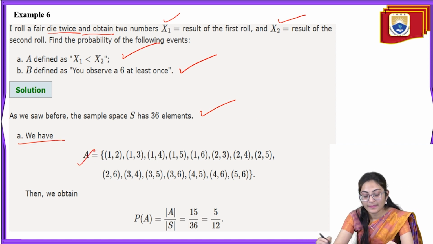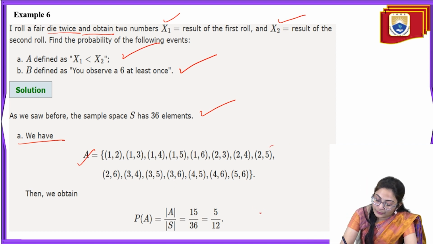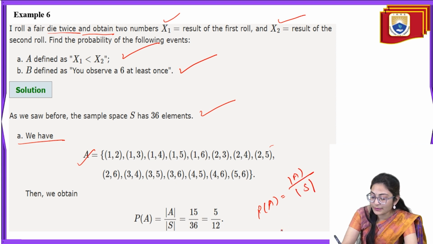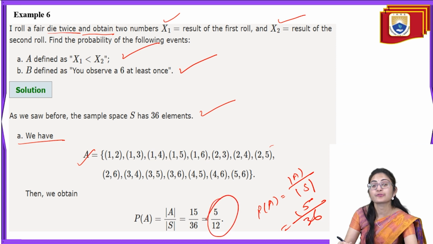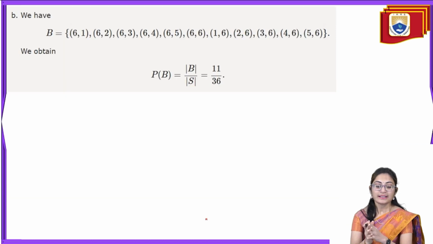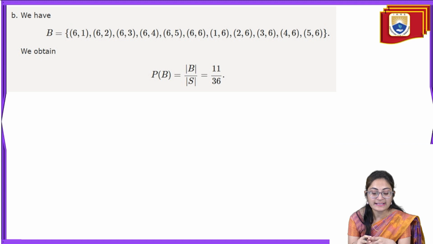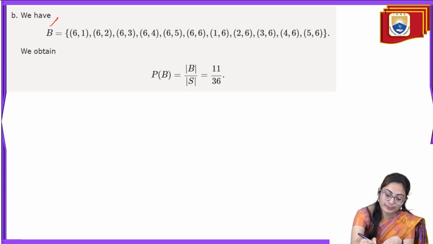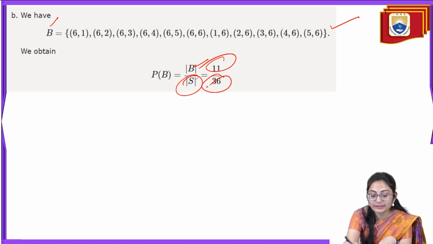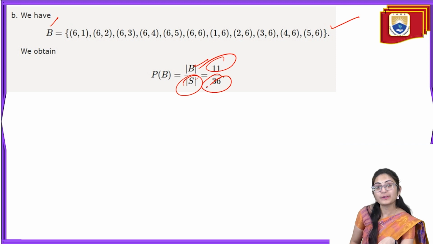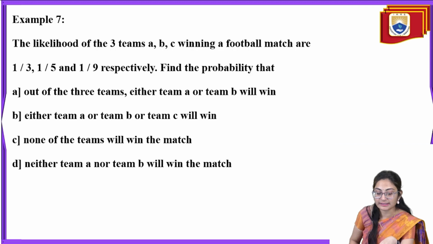These are the values of the A event. After that, we get P of A is equal to the magnitude of A divided by the magnitude of S. So that is 15 divided by 36, and after simplifying you will get 5 by 12. Then the second one is B. B has 11 outcomes and S has 36, so the probability of B is 11 by 36.